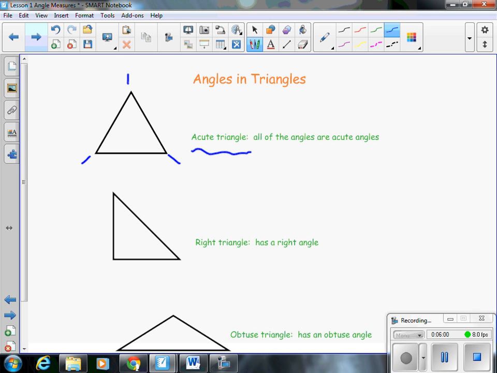This triangle is a right triangle because it has 1 right angle in it. And then the last one at the bottom is an obtuse triangle. Obtuse triangles have an obtuse angle somewhere in them. So I can see that obtuse angle right here. So that makes it an obtuse triangle.